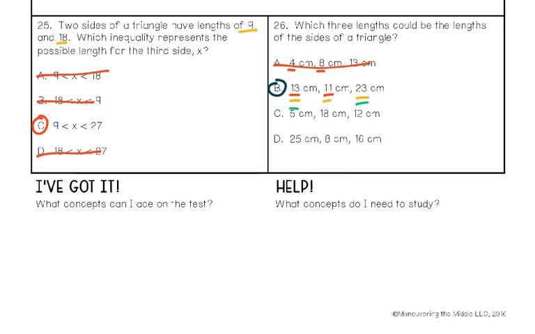Just to try everything else out, I can rule out C because when I look at 5 plus 12, that's 17, so it can't be C. When I look at D, I'm going to do 8 plus 16. The two smallest numbers I'm going to add up, and that does not equal a number greater than 25. So I'm going to cross that out. Again, leaves me with just B for number 26.